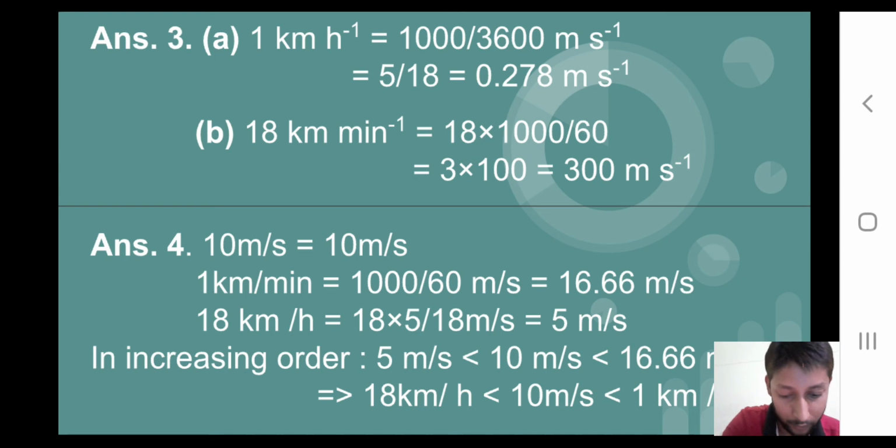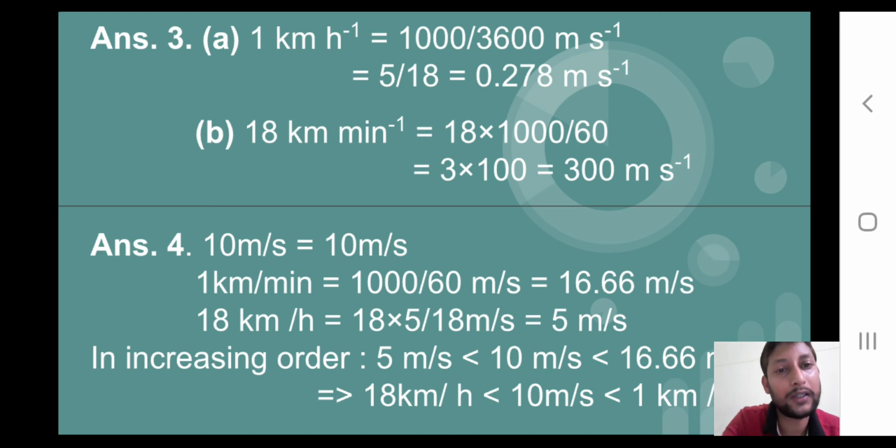Come to question number 4, which says arrange the following speeds in increasing order. Here different speed magnitudes are given in different units. First one is 10 meter per second. It will remain as 10 meter per second. Second is 1 kilometer per minute. We will convert this also into meter per second. So 1 kilometer is 1000 meter and 1 minute is 60 seconds. If you simplify it, you will get 16.66 meter per second.